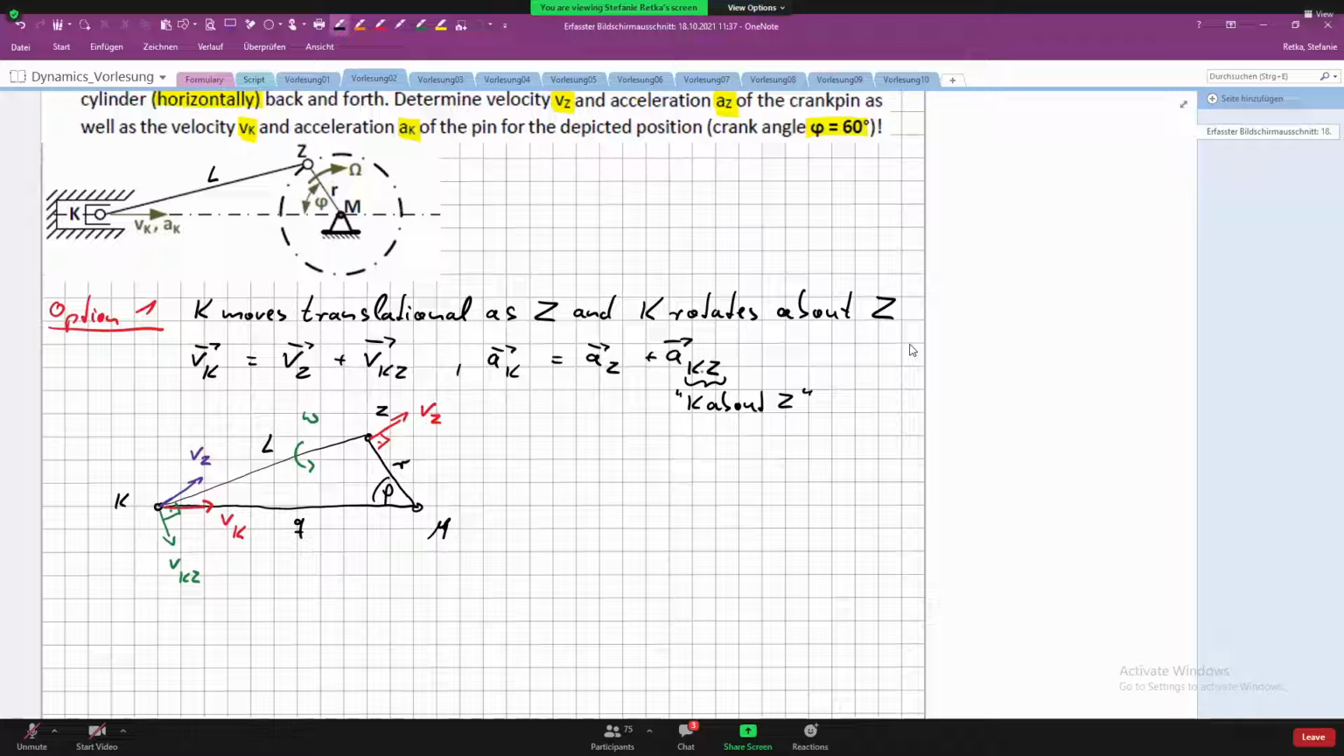Professor, is the purple one also VZ? Yes, they are the same. We said the red is the absolute velocity in point Z, and for point K we said it is the translational component. Okay.